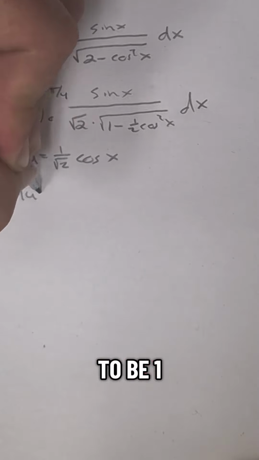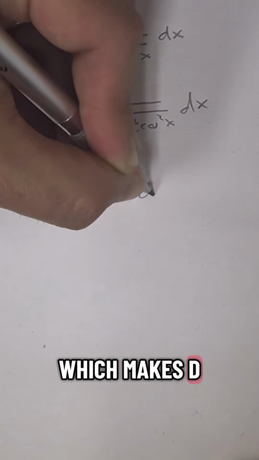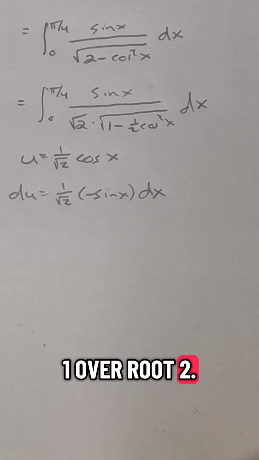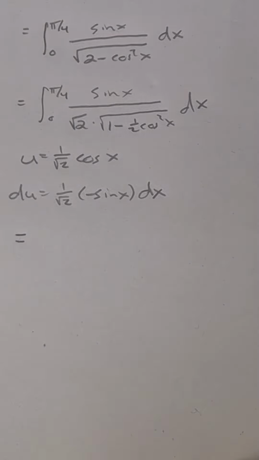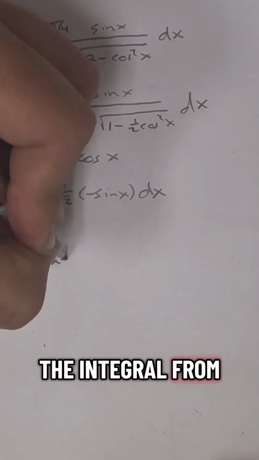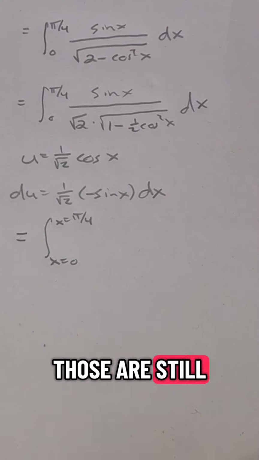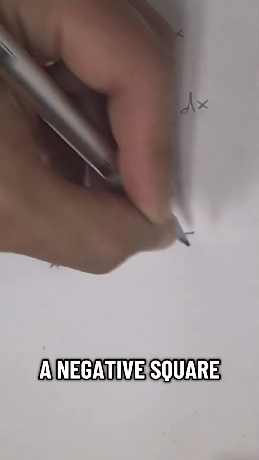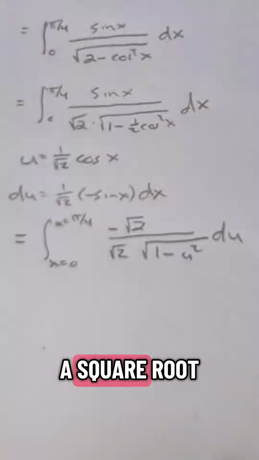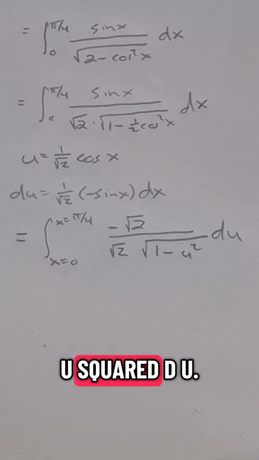u is going to be 1 over root 2 cosine x, which makes du equal to 1 over root 2 times negative sine x dx, because the derivative of cosine x is negative sine x. This gives us the integral from x equals 0 to pi over 4. Those are still x bounds. But now after the substitution, we're left with, in the top, a negative square root of 2, and in the bottom, a square root of 2 times the square root of 1 minus u squared du.